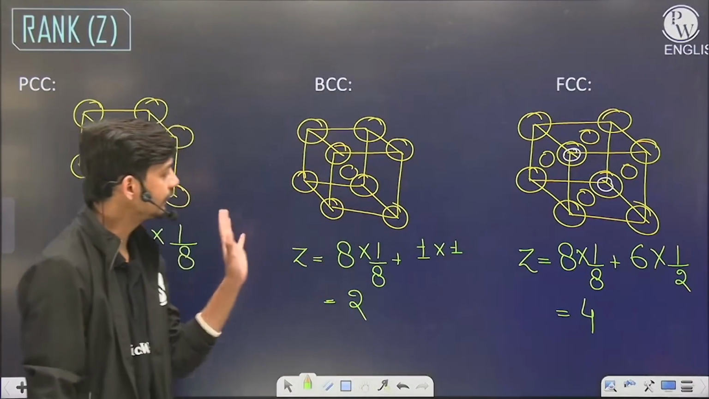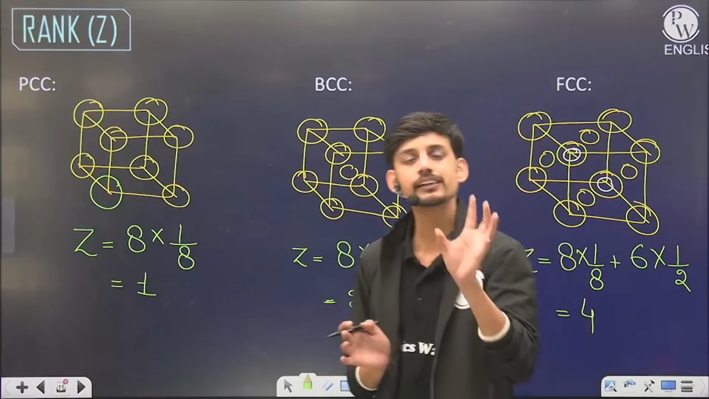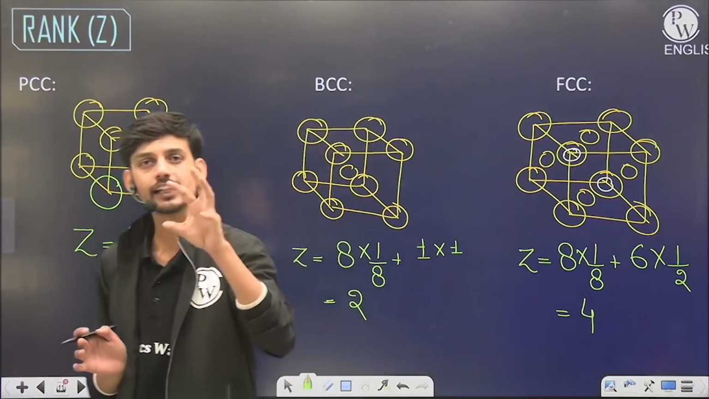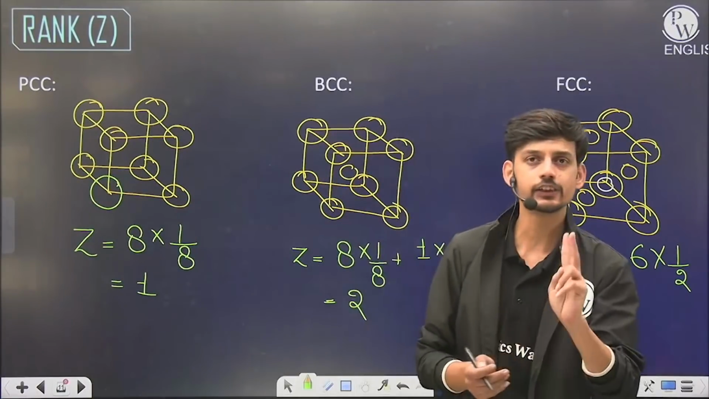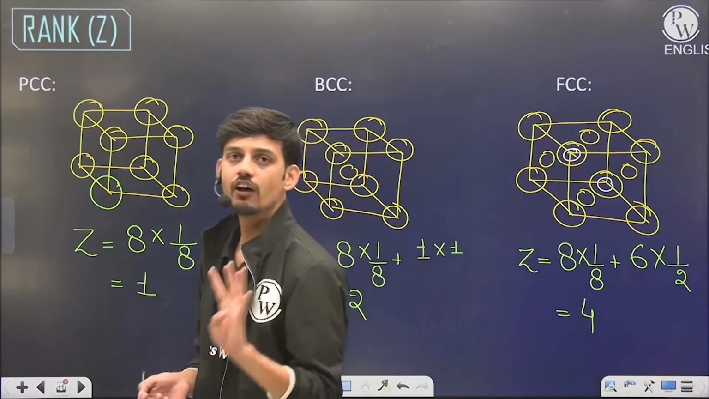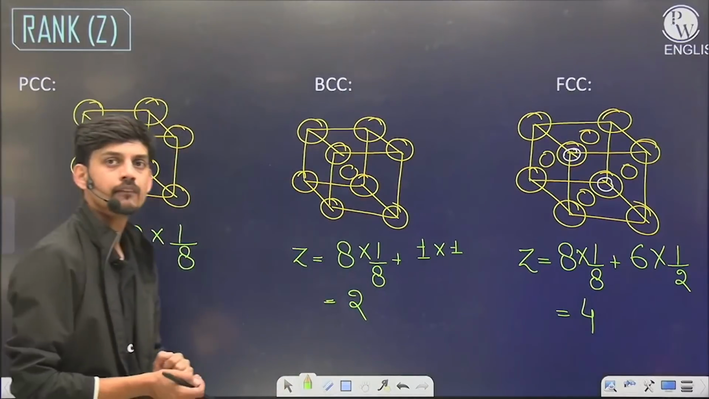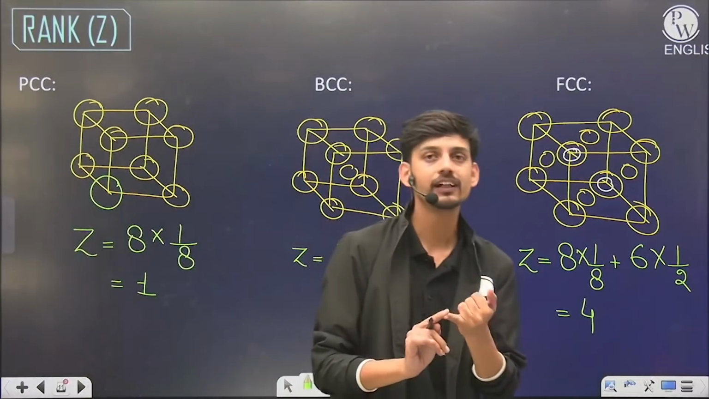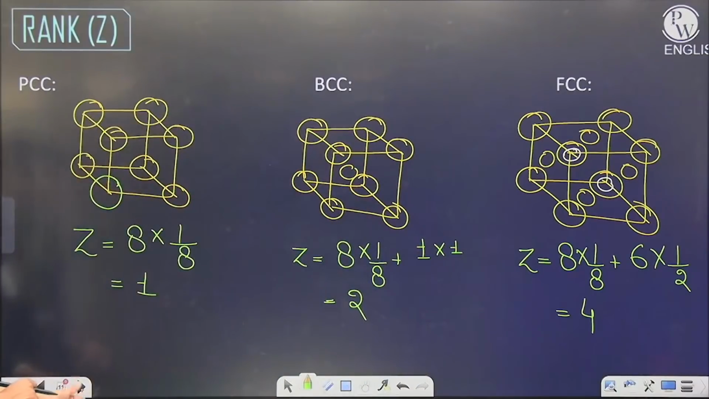So as you can see, the effective number of atoms in PCC is 1. Effective means the total summation of all the smaller portions. For PCC it is 1, for BCC it is 2, while for FCC it is 4. So we have these ranks for these 3 crystal systems. Now till now we know about the radius relation and we know about the rank of a unit cell. What other parameters can we know about?